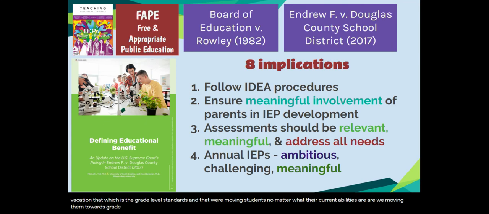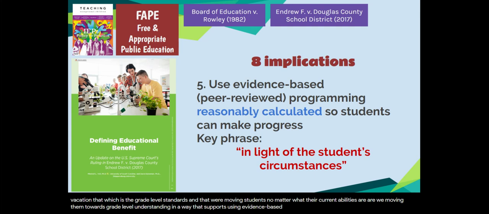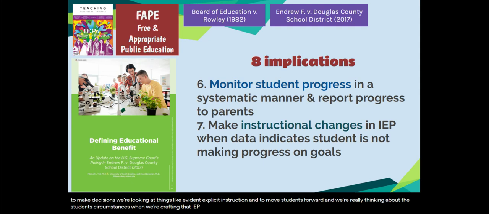Are we using evidence-based programming, in other words, peer-reviewed literature, to make decisions? We're looking at things like explicit instruction to move students forward, and that we're really thinking about the students' circumstances when we're crafting that IEP. We know that we must monitor student progress. It has to be a systematic formula, and we have to be in compliance with our state guidelines.